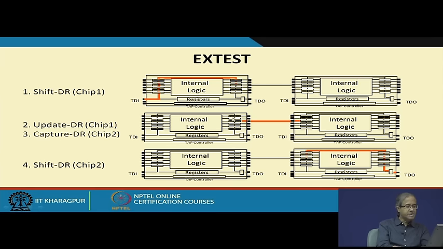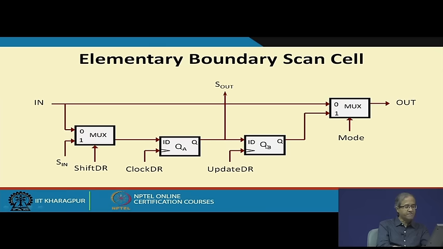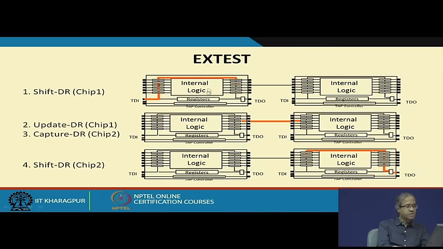Update means the data that was there on this flip flop will get shifted to the next flip flop and made available on out, which means whatever I was shifting will now be available on the output pin. And capture DR means whatever is coming on this line, this is for chip 2, chip 2 will be capturing it in the first flip flop. So, now you see what you are doing. Whatever bit was shifted here, I am moving that bit to the second chip, and capturing it here.